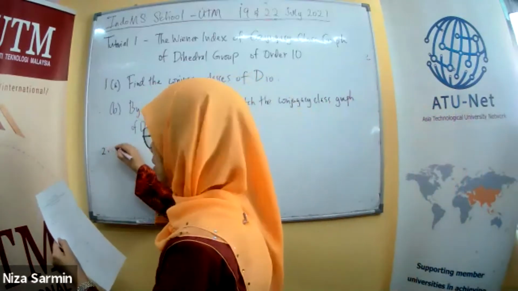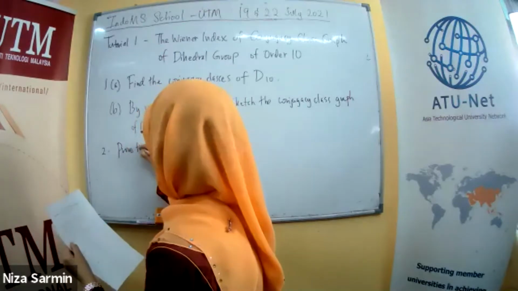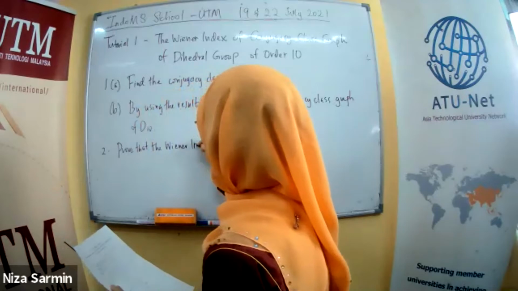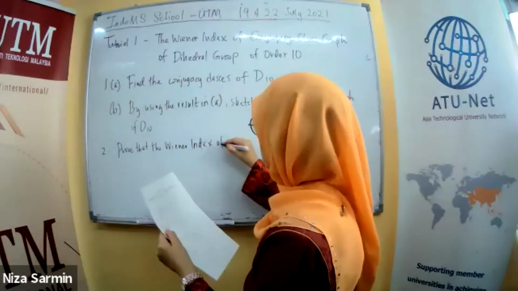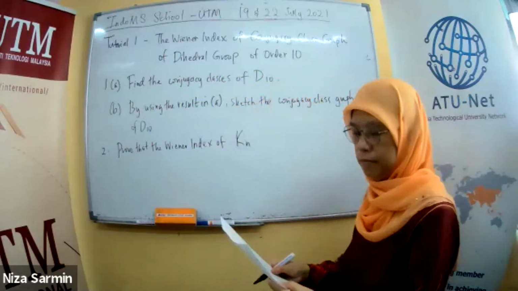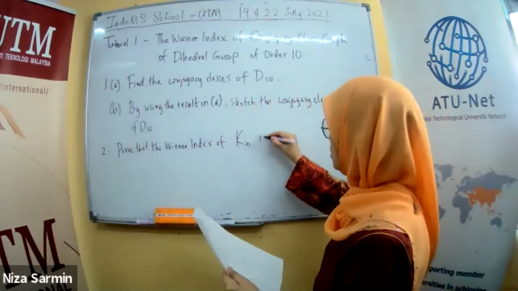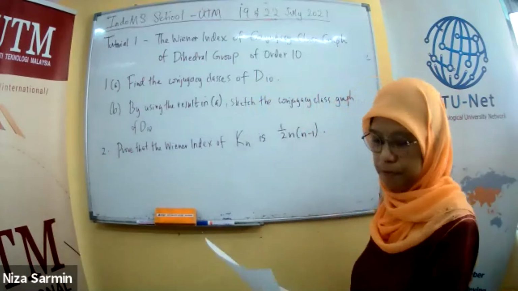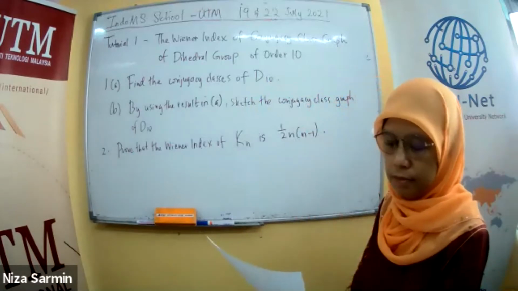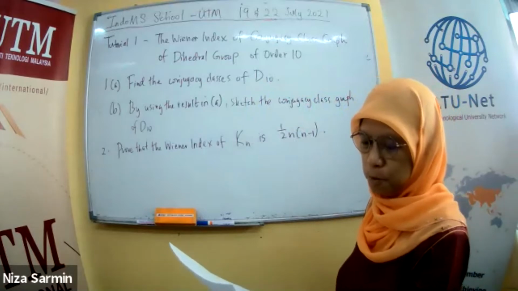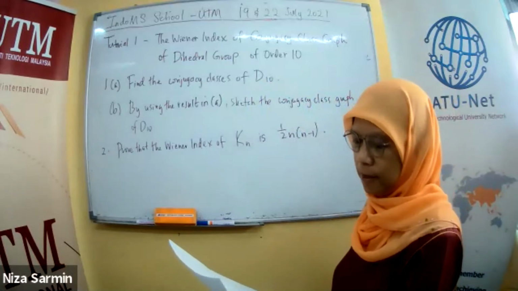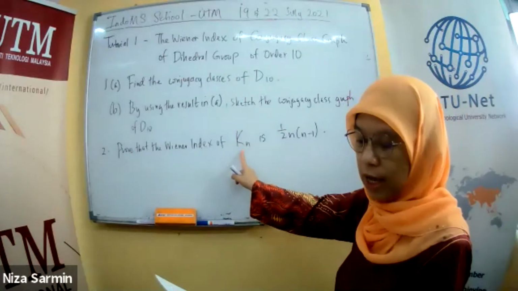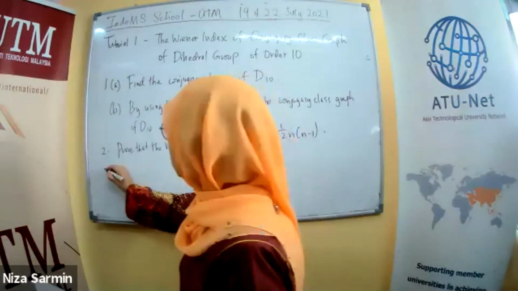Second question: prove that the Wiener index of Kn is 1/2 n(n minus 1). Prove that the Wiener index of a complete graph on n vertices is 1/2 n(n minus 1).